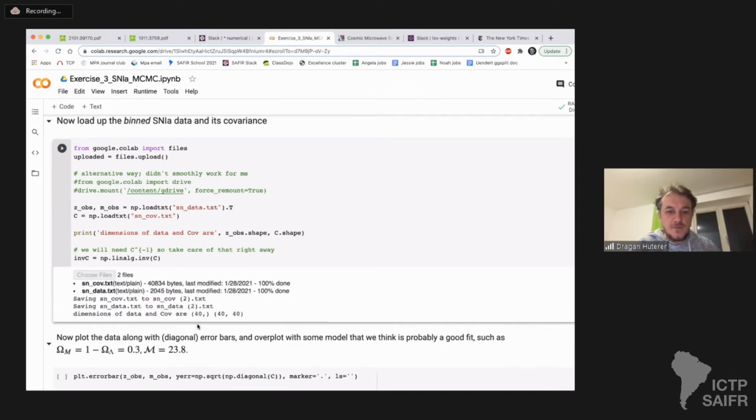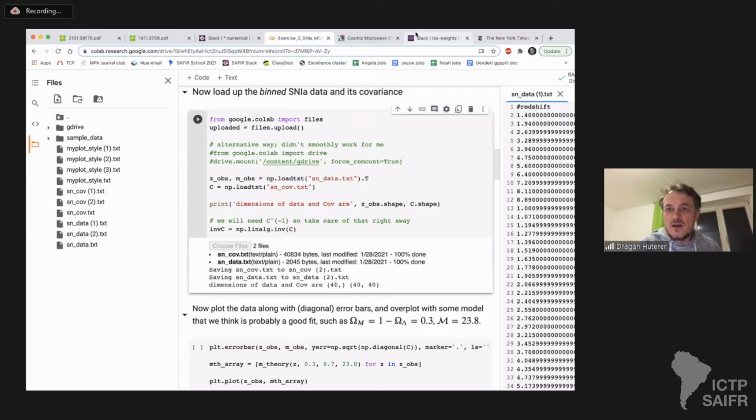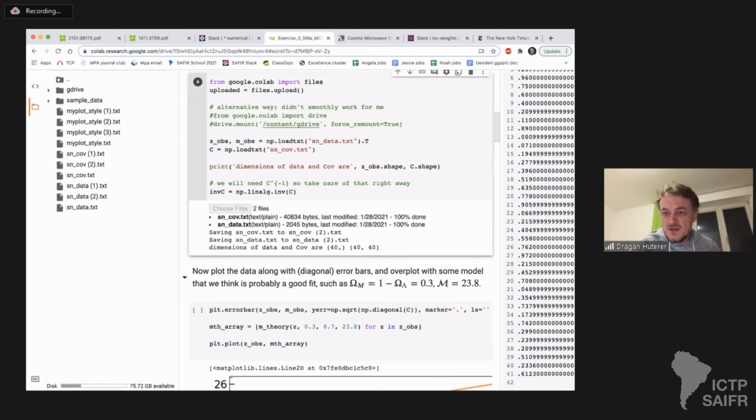Okay, it's happy. And it says that data is 40 long and the covariance is 40 by 40. So those 2 files, you can look at them also. I think you can click here and then look at, oh, I made some copies. I was suffering here greatly earlier. And there on the right side of the screen, I don't know if you can see it, you can see the data. It's a list of redshifts and magnitudes.